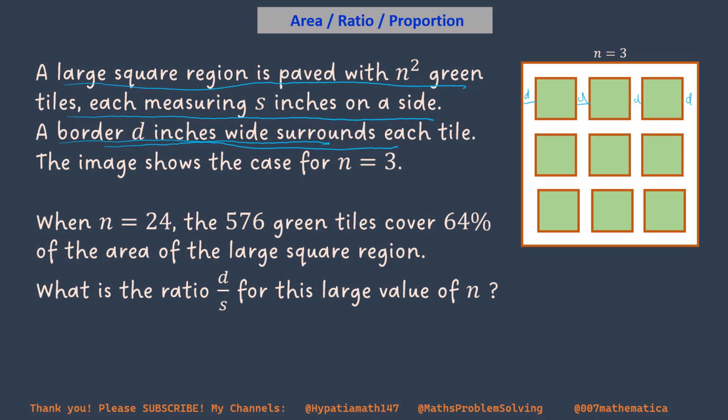And n square green tiles. So the sides of the green tiles, they are all s. A square has all sides equal, so all sides are s. And the image shows the case for n equals 3.